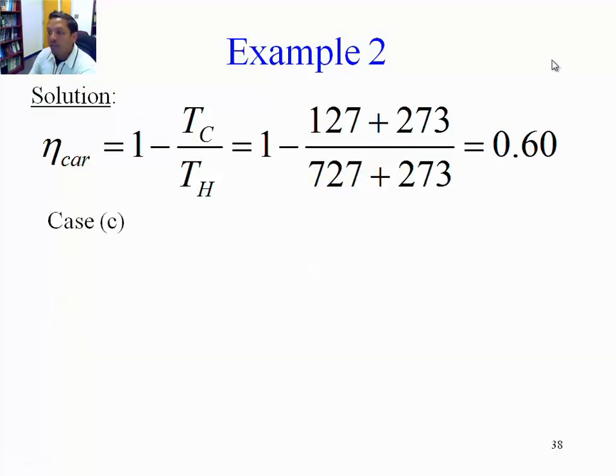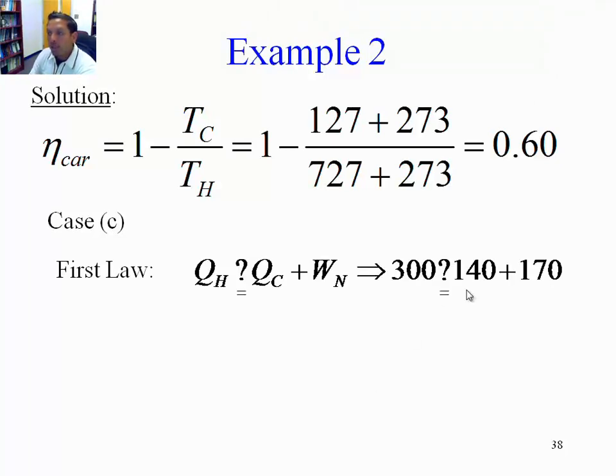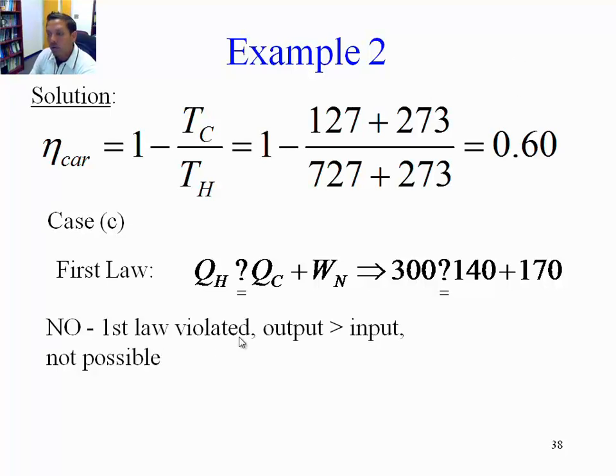And finally, case C, we're given the Qin or QH equal to 300, QC or Qout equals 140, and we're given work being produced at 170 kilojoules. As you can see, these ones do not match. QC 140 and W equals 170 yields a QH of 310. That's not the same as the value we're given. So there's energy leak. That means that the first law of thermo is not satisfied. First law of thermo is violated.